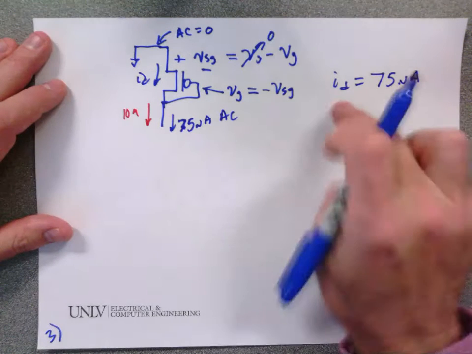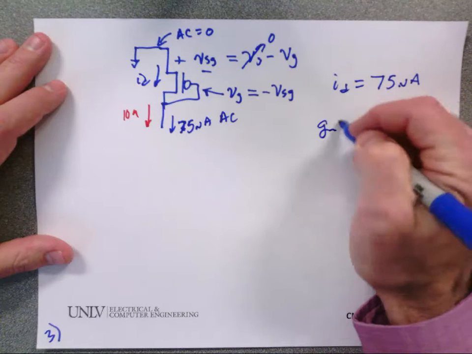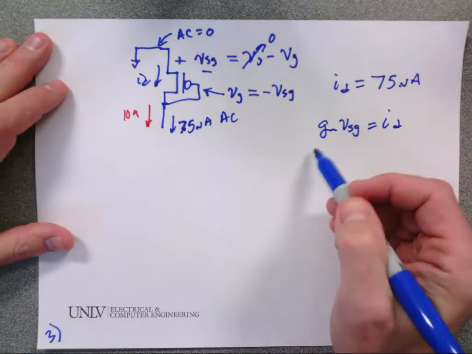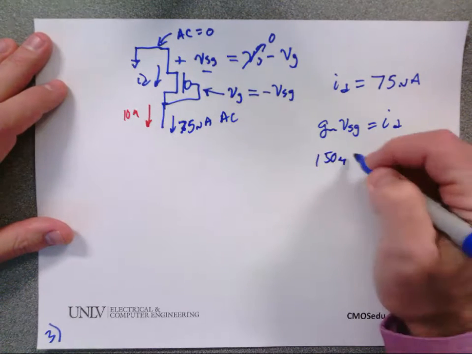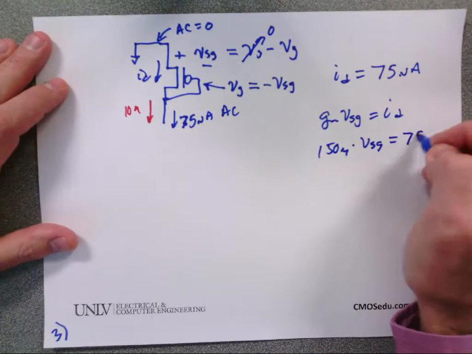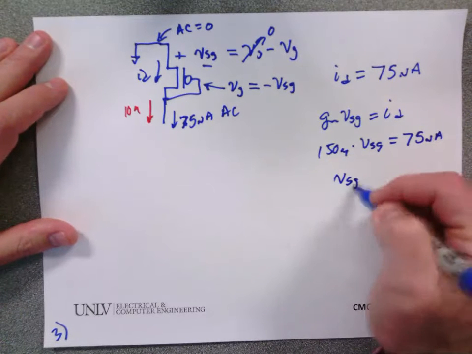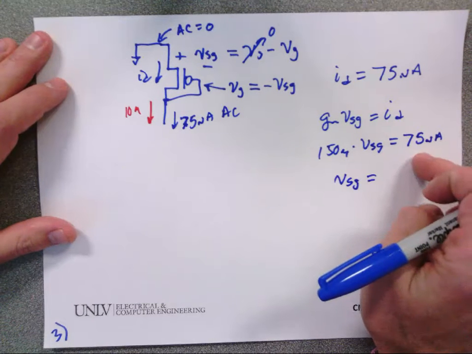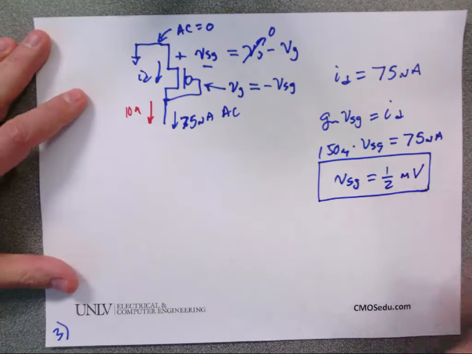How do I relate this ID to the VSG? But what is the gm for the PMOS in this process? And I don't know VSG, but I know ID. What is that? So what is VSG? What's 75 over 150? Yay?